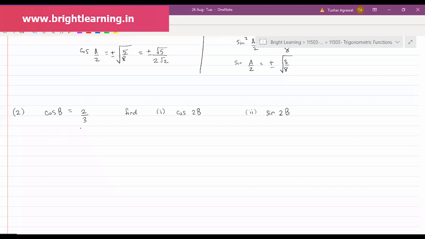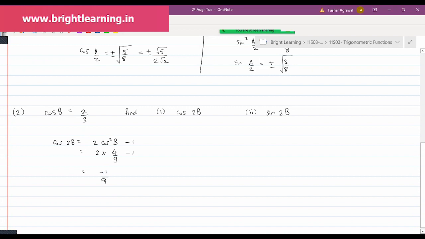Cos b equals 2 by 3, find cos 2b. Cos 2b will be equal to 2 times cos square b minus 1. So this will be 2 into 4 upon 9 minus 1, which is 8 upon 9 minus 1, so minus 1 by 9. Okay, this is the first answer, cos of 2b.